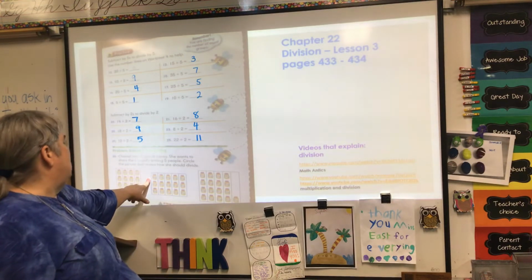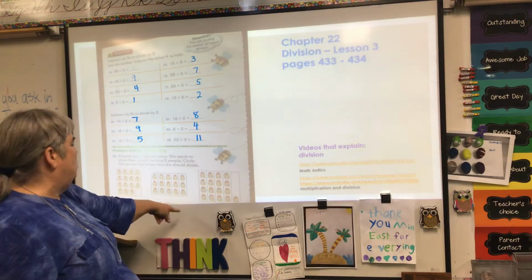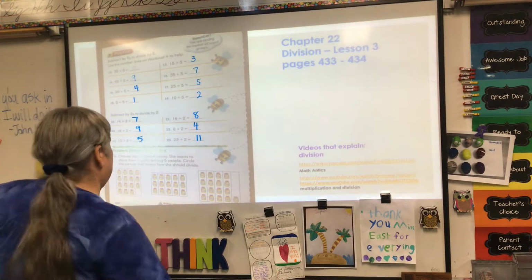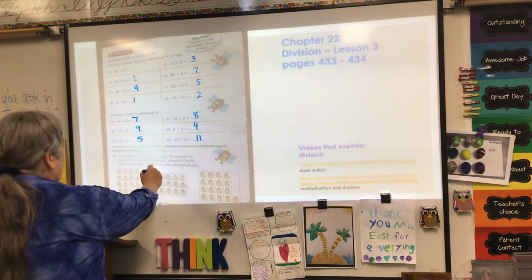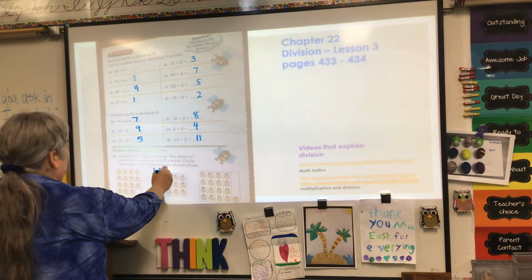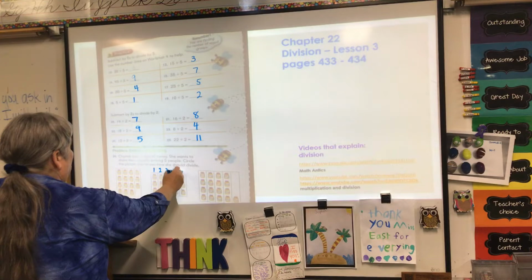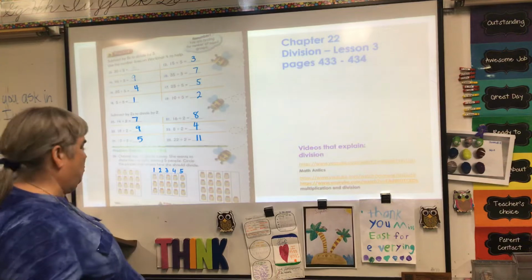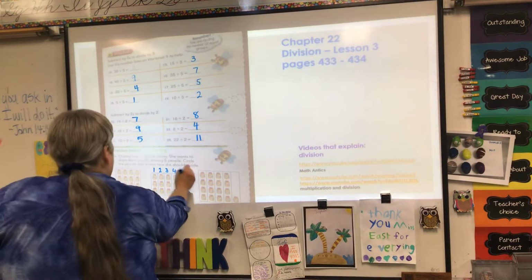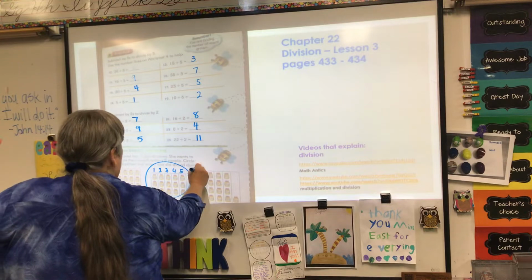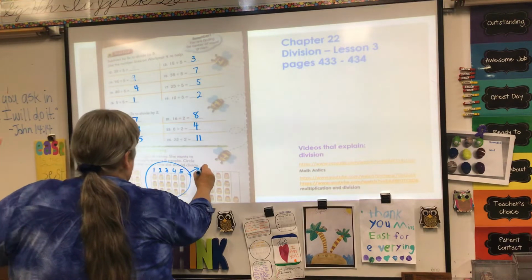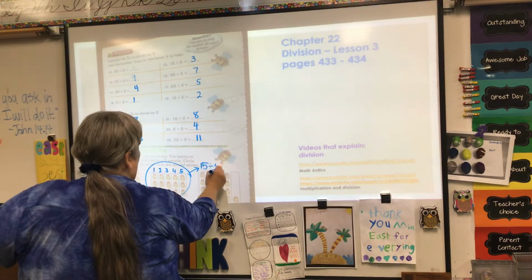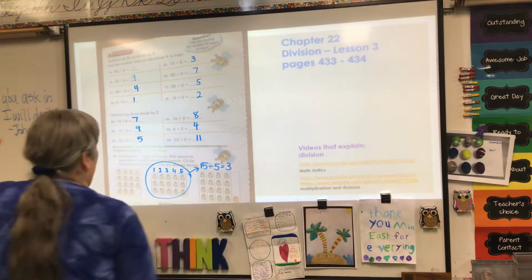Now, to me, this looks like 3 rows and 5 in each row. And they're all equal, they're all the same. So here are the 5 people: 1, 2, 3, 4, 5. I'm going to say each person got 3. So this one is my complete array. It shows how she should divide. And the math sentence is 15 divided by 5 equals 3.